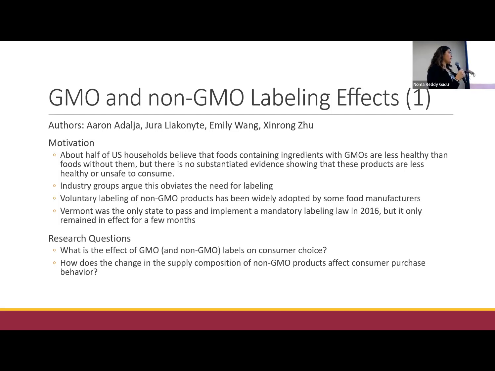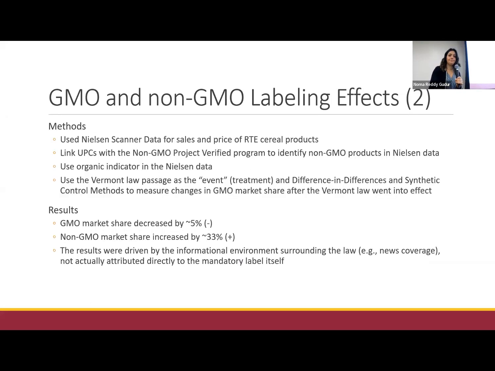So these researchers wanted to know, what is the effect of GMO labeling? Because they had information to discern between voluntary and mandatory labels, what was the effect of GMO labels on consumer choice? And then how did it change the supply composition of non-GMO products? Or how does the change in the composition of non-GMO products affect consumer purchase behavior? Because of course, food manufacturers are going to want to adjust the way their products are offered, displayed and labeled in response to all that attention.